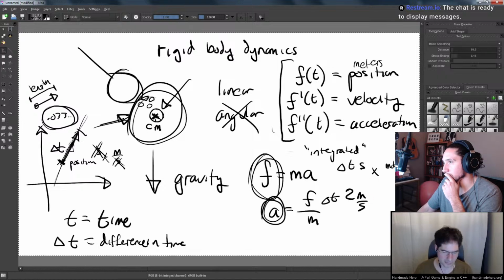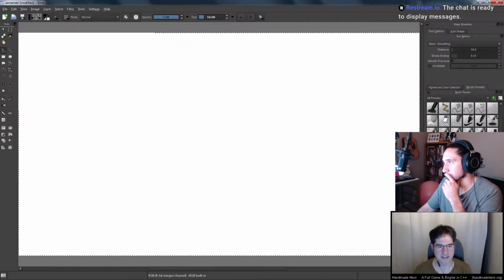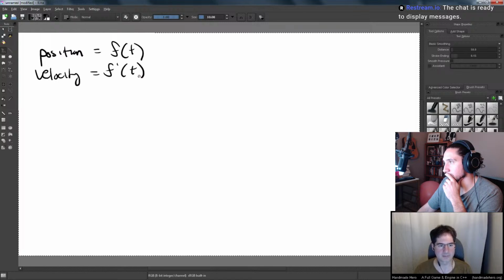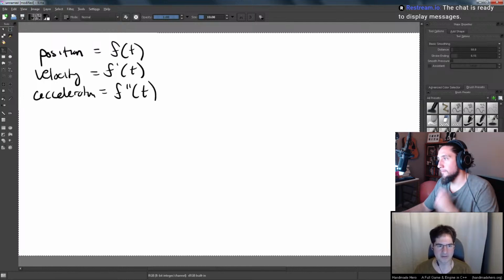Now I'm running out of space here on the board, which is unfortunate because I'd like to keep going, having these things around, but I can't. So let's think about this a little more explicitly. Let's think about position, and that's my f of t. I've got velocity, which is my f prime of t, and I've got acceleration, which is my f double prime of t. I'm just going to write down what you probably remember from your high school calculus class, and then I'll come back to what I was saying a few seconds ago and try to tie it up a little bit to make it more solid.